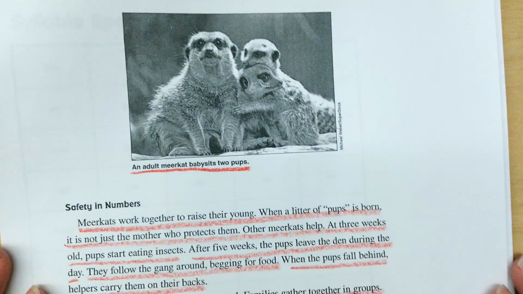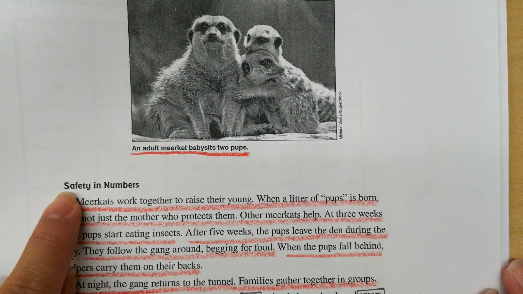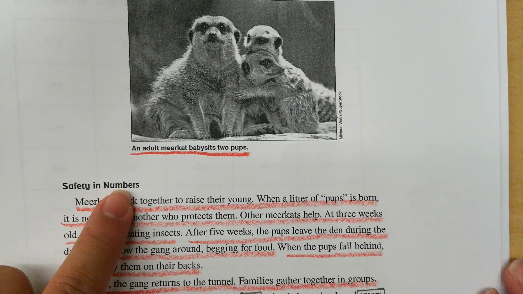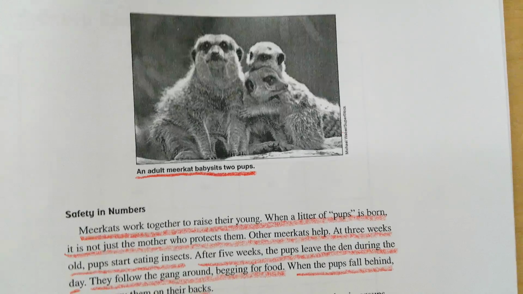So let's reread the heading on page 7. This is a heading. Let's reread it. Safety in numbers. What does it tell you about this section? It tells me that in this section, it'll probably be about how the meerkats stick together in a group because it's safer.